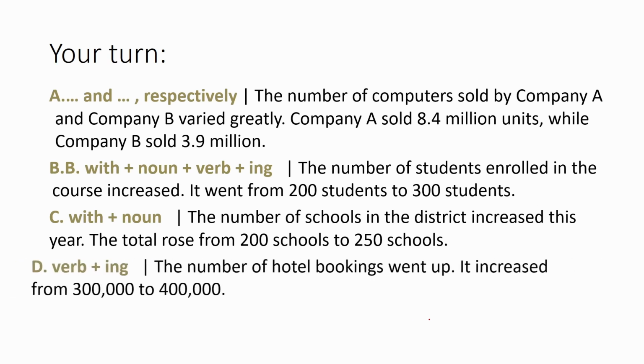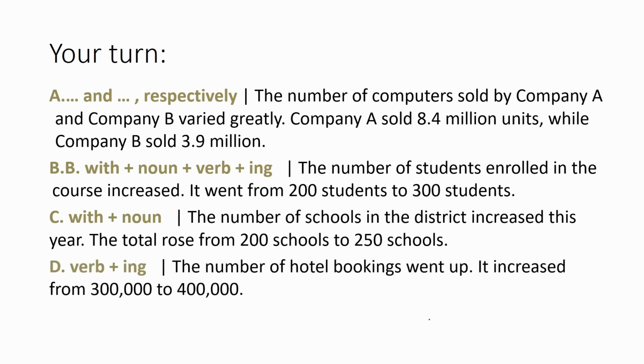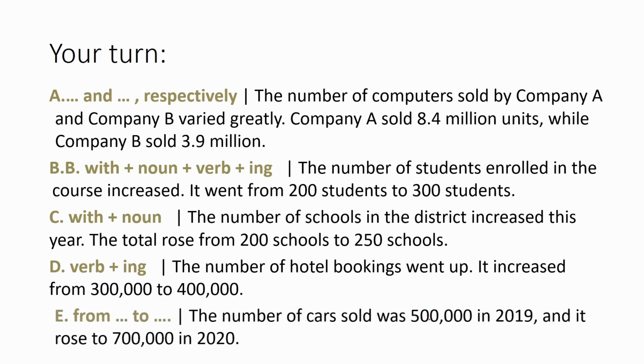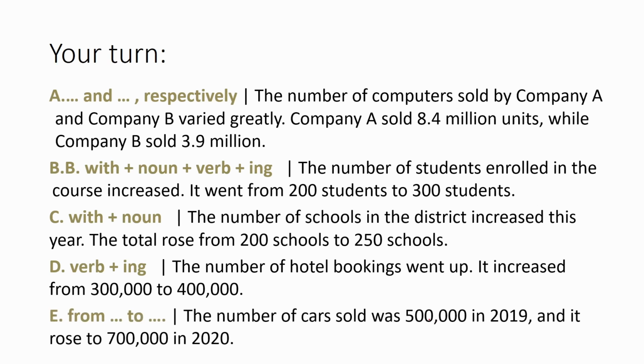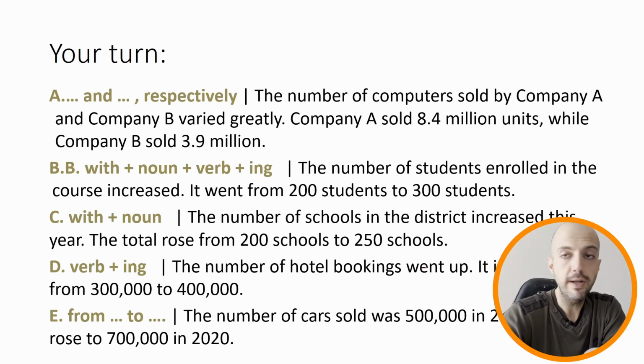Number 4, the number of hotel bookings went up. It increased from 300,000 to 400,000. And the last one, the number of cars sold was 500,000 in 2019, and it rose to 700,000 in 2020. All right, that's it.